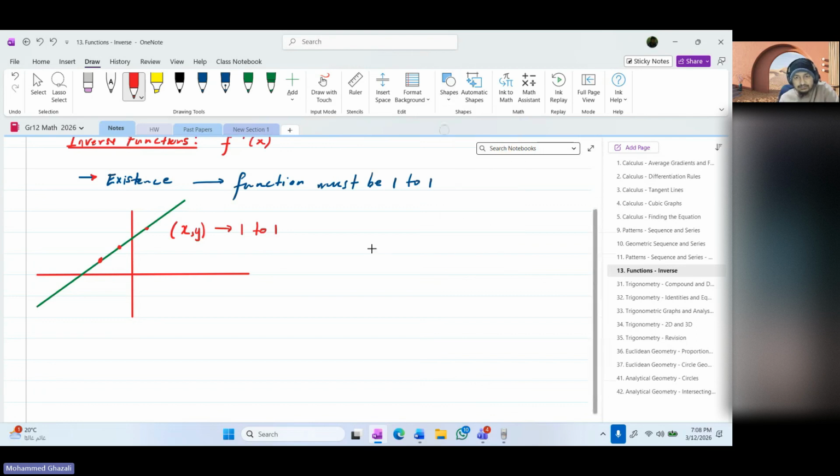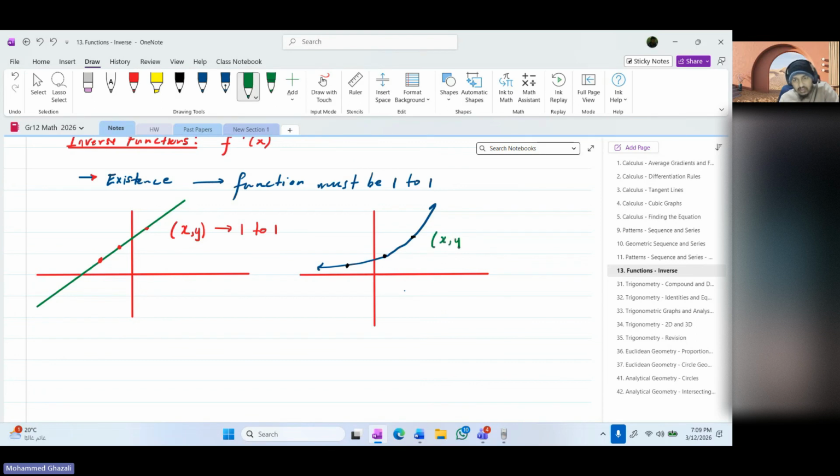Even in exponential functions, you can look at an upward sloping exponential function or a downward sloping exponential function. Each point is unique. Every x value results in a different y value. So each x and y point is basically one-to-one.